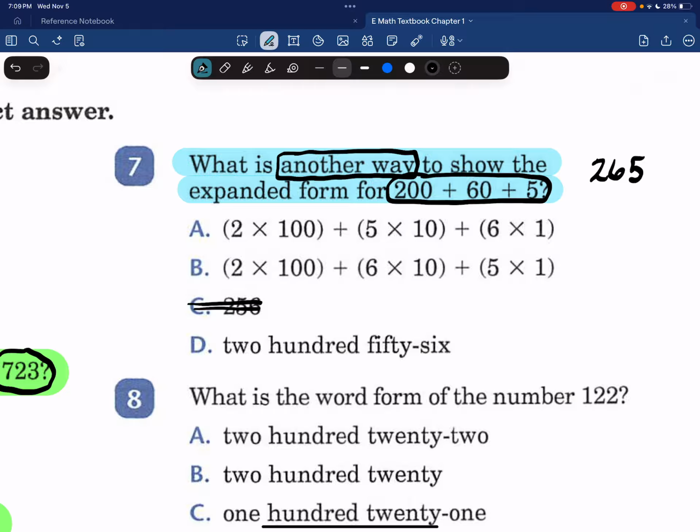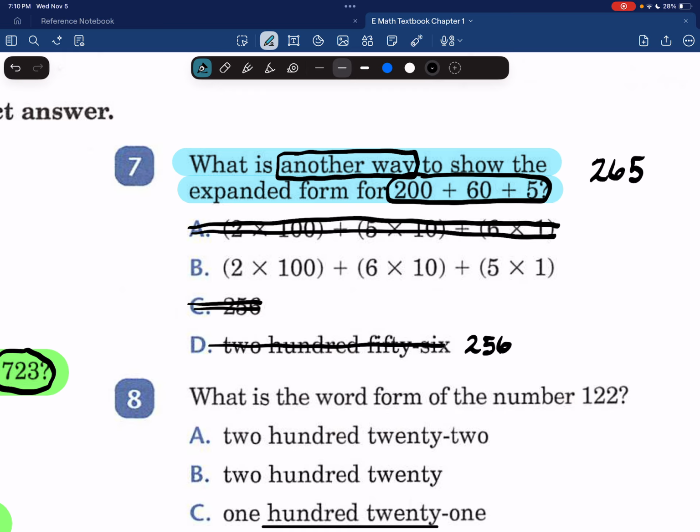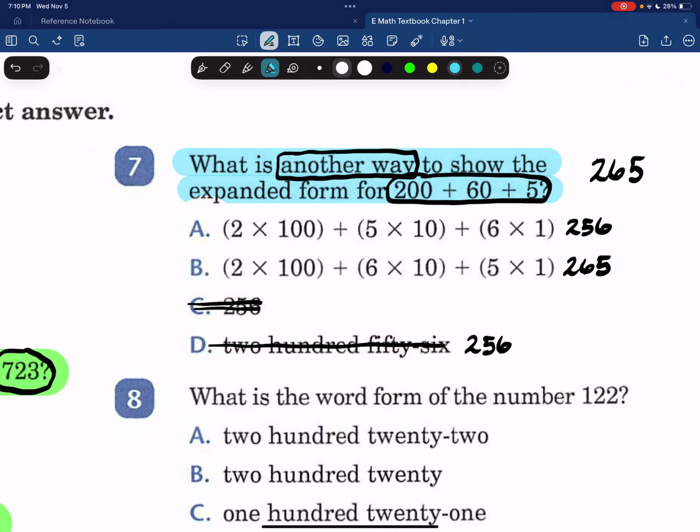So let's look at expanded notation. I have 2 in the hundreds place, 6 in the tens place, so this one's out. And 5 in the ones place. I like that one. 256, D is not correct. That would be this number. I covered it up and now I can't see it, so let me take that out. 256. This one is 265, and that's the one we're looking for.